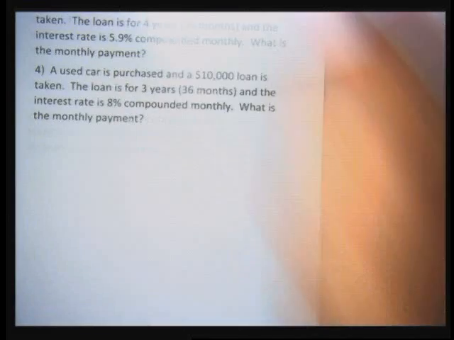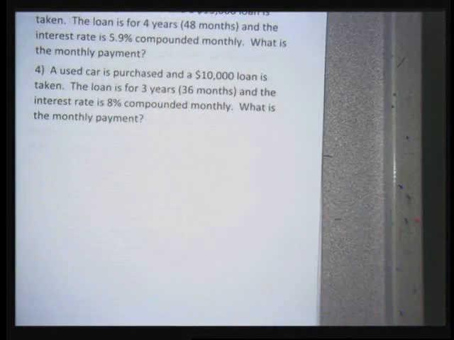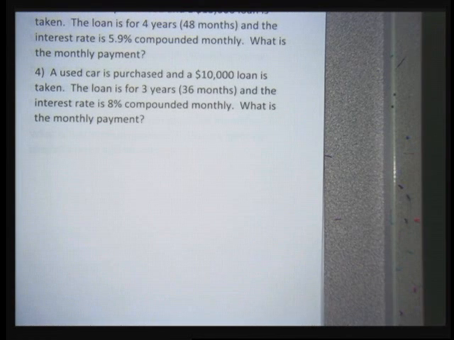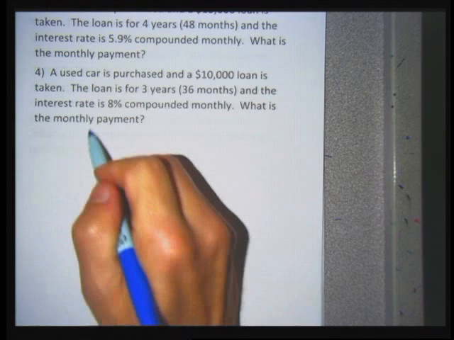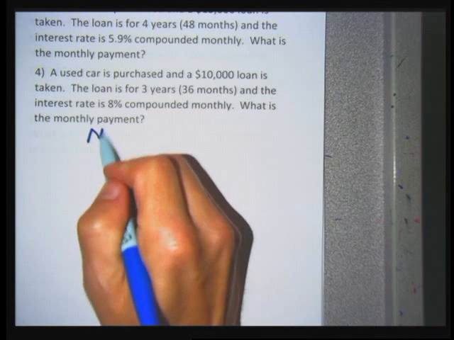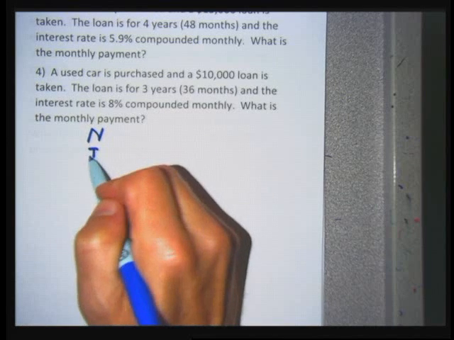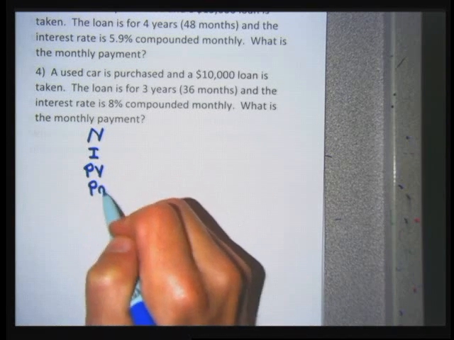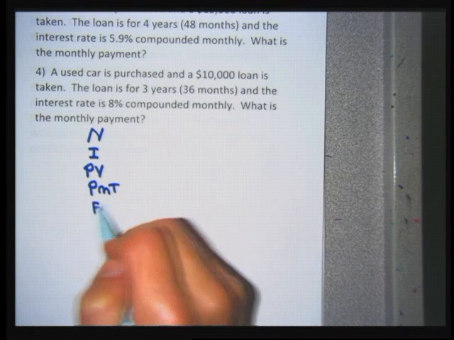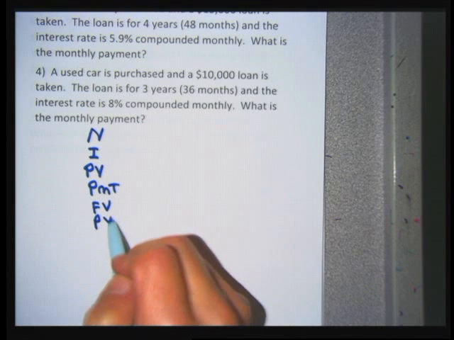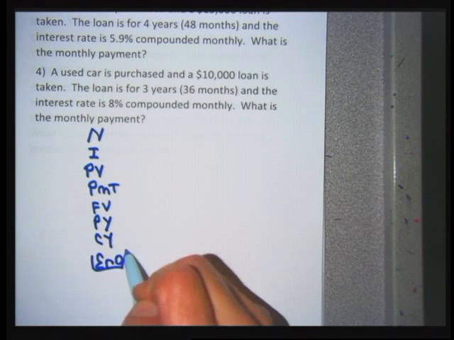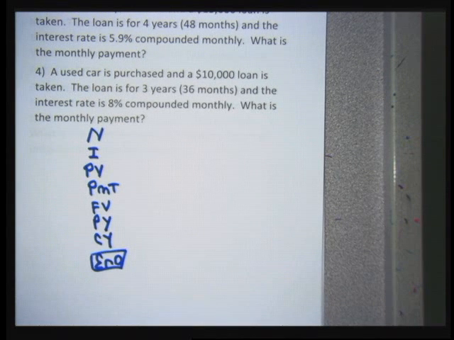3 and 4 should be about the same. So these are purchasing cheaper cars in some sense and having shorter loans. So when I do number 4, I need to gear up, so I have to get the N ready, the I ready, PV, PMT, FV, PY, CY. I leave the bottom on N for every problem in this section whenever we're about to begin.